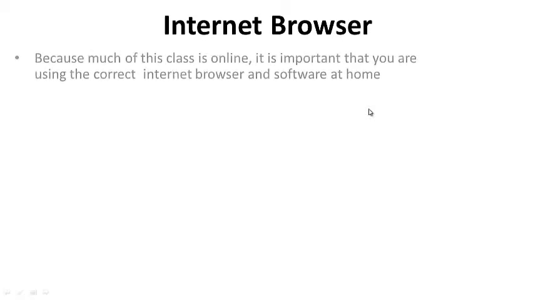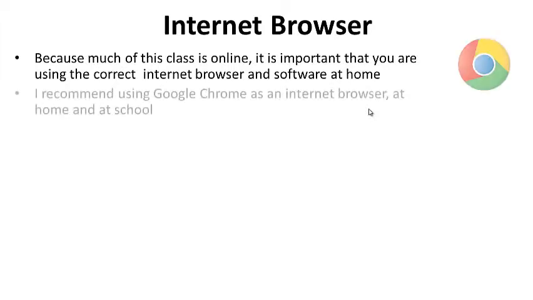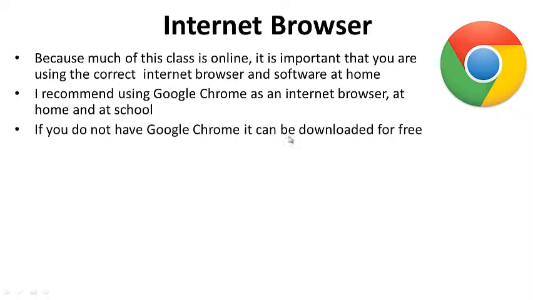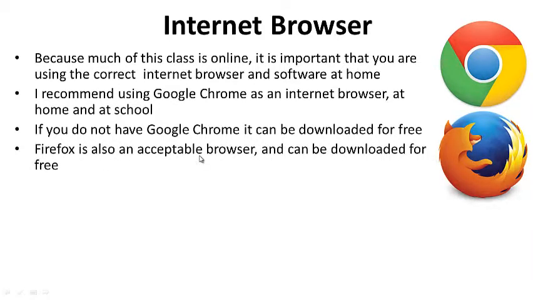Internet browser. Because much of this class is online, it is important that you are using the correct internet browser and software at home or in class. I recommend using Google Chrome as an internet browser, at home and at school. If you don't have Google Chrome, it can be downloaded for free. Just type in Google Chrome, download Google Chrome. Firefox is also an acceptable browser, but I strongly recommend Google Chrome, because with Firefox you have to update it pretty regularly, which can be time consuming.